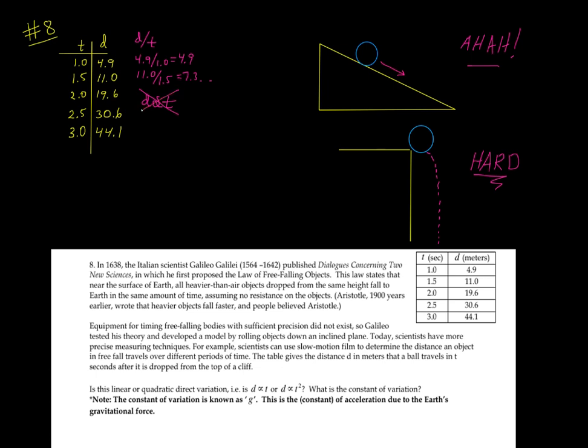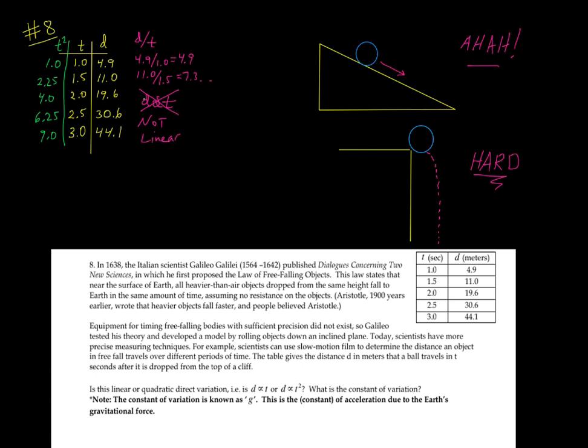Okay, so not linear. Now let's look at the square of the time. Like we've done in some of these other problems, I'm going to put in a little extra column here with the squares of the times. So this would still be 1.0. 1.5 squared is 2.25. 2.0 squared would be our 4.0. Then we're going to get 6.25. Then we're going to get our 9.0.